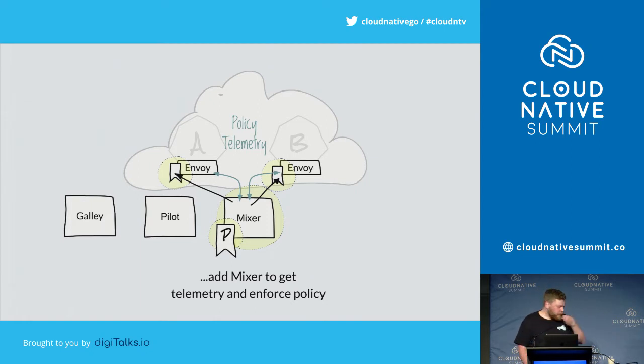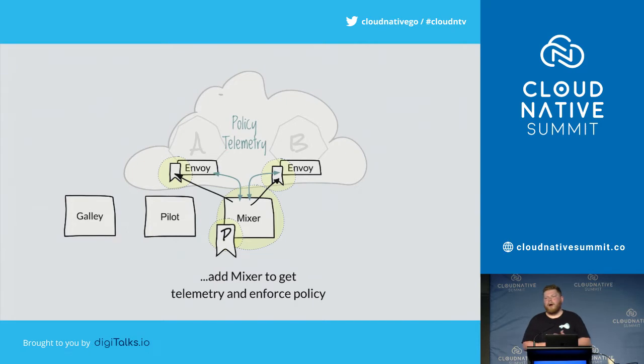With that, Mixer produces metrics that it sends to other metrics backends, right? So for example, in the demo that I'll show you, we have a Prometheus running, and Mixer's getting scraped by Prometheus to produce metrics that describe traffic through the entire deployment. The other use case is policy.